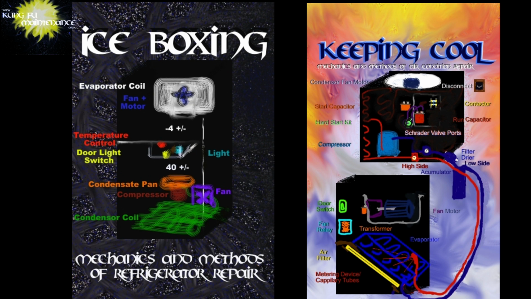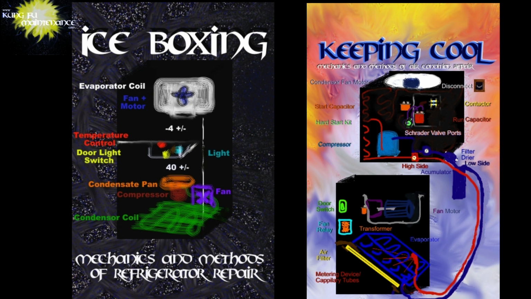Here is a second take on the same subject. Today's video will be discussing the differences and similarities between refrigerators and air conditioners. Both systems generally use an evaporator coil and a condenser coil to remove heat from the box or from the unit.